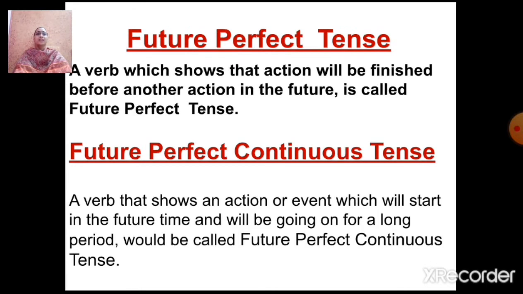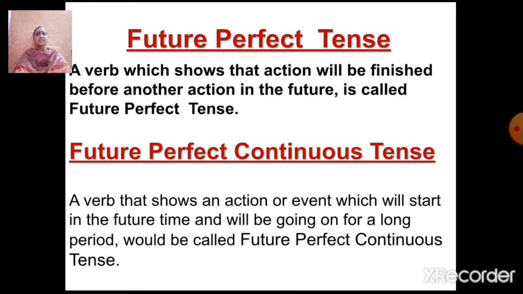Alright. Now let's start with future perfect tense. A verb which shows that an action will be finished before another action in the future is called future perfect tense. Here the formula is will plus have plus third form of verb.